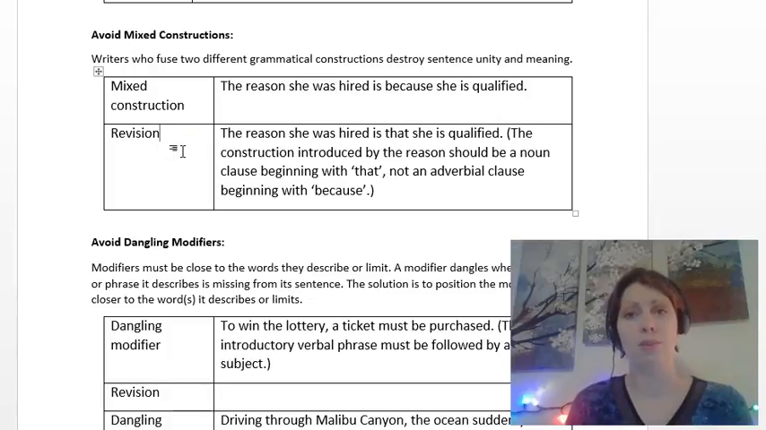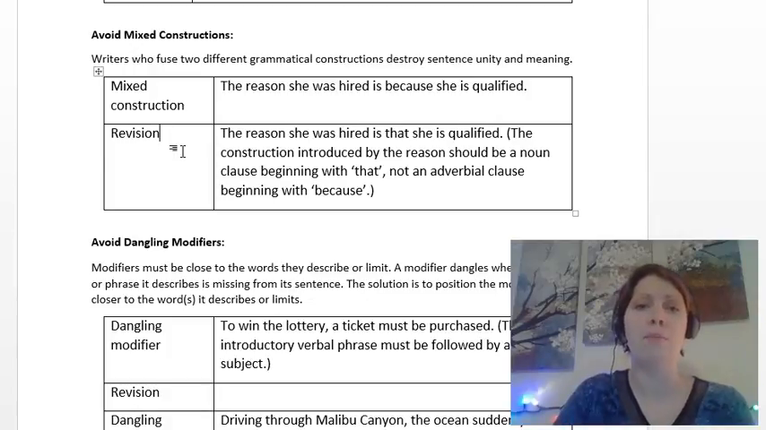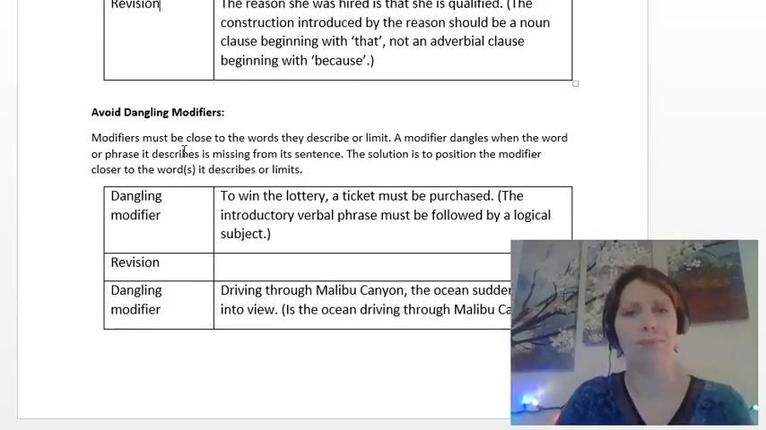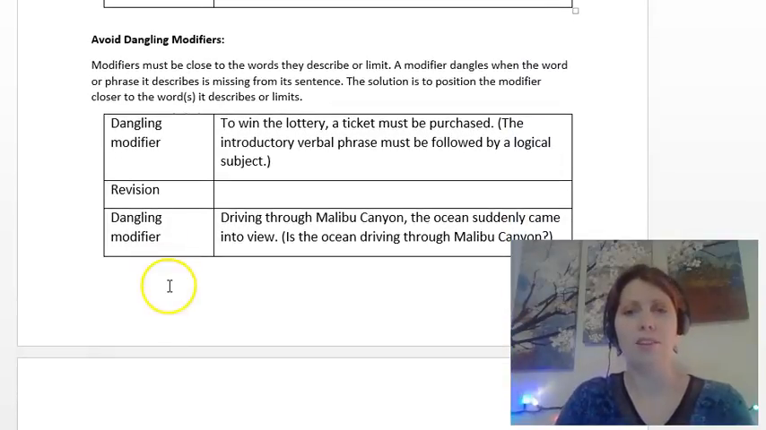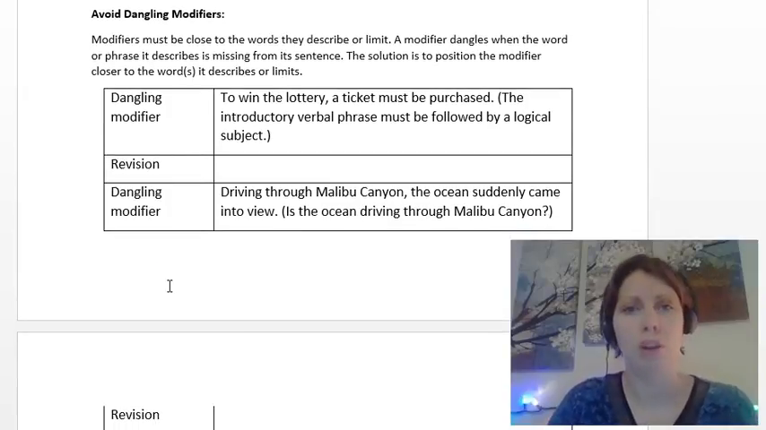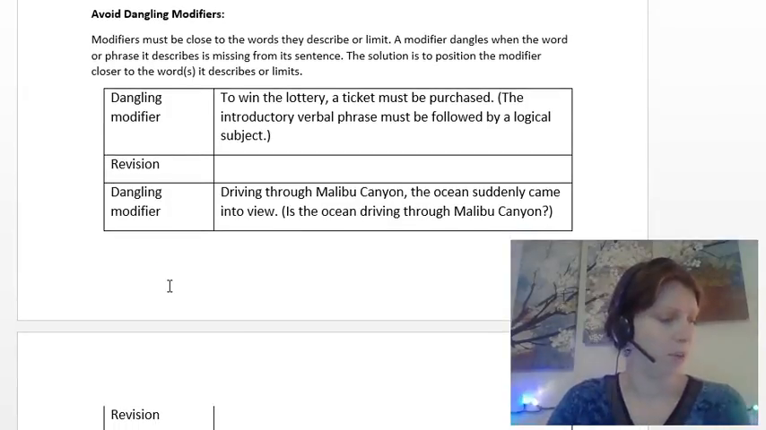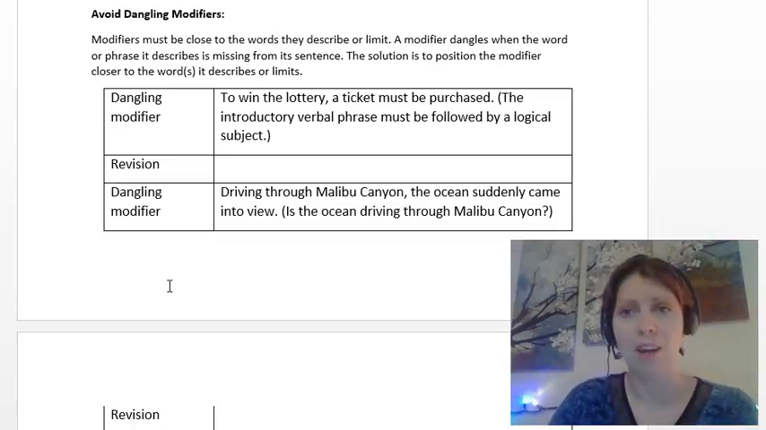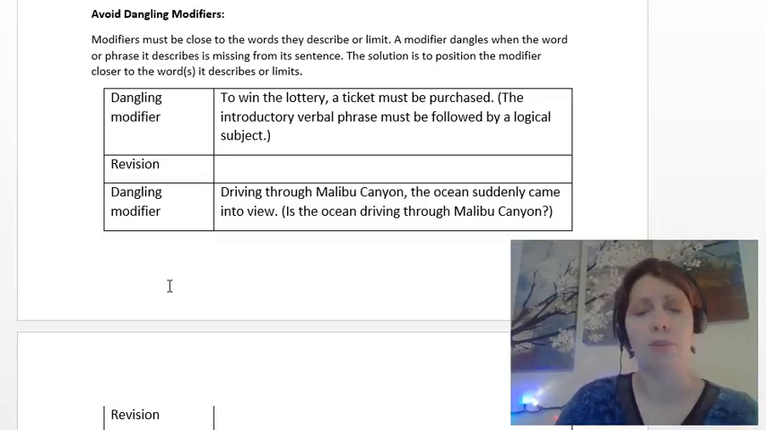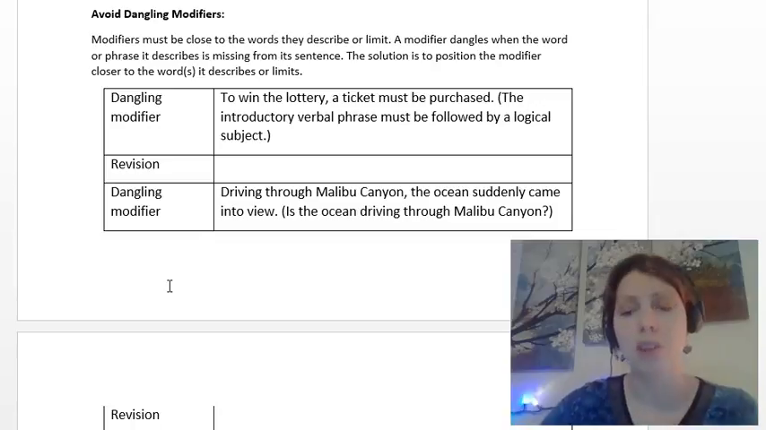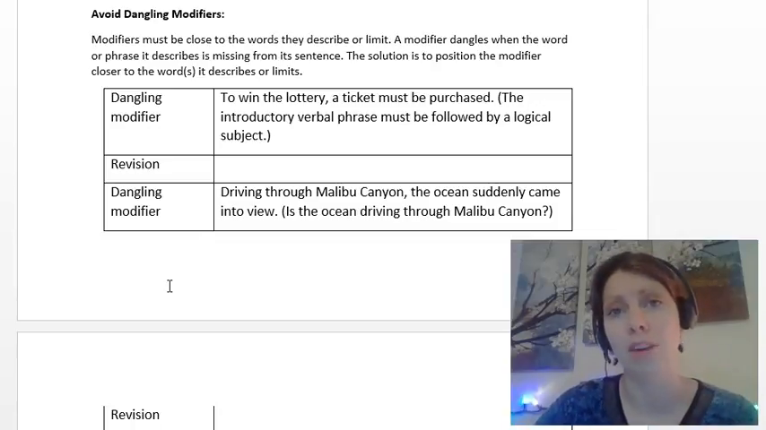Is that she was qualified, or is qualified, not is because she's qualified. And another no-no are dangling modifiers. Modifiers must be close to the words that they describe or that they limit. A modifier dangles when the word or the phrase it describes is missing from its sentence. The solution to this is to position the modifier closer to the words it describes or the words that it limits. Okay, so here are a couple examples of dangling modifiers.